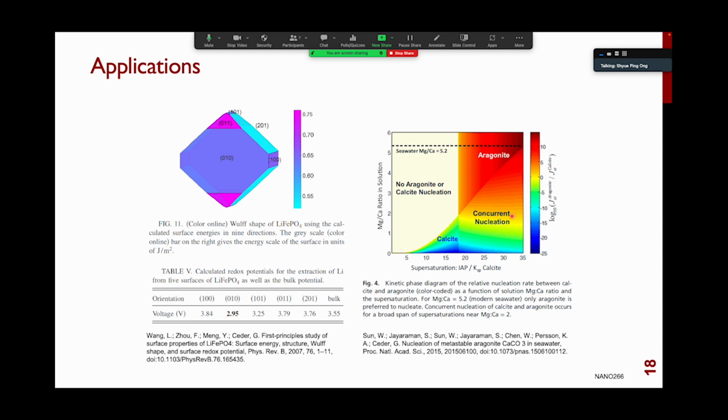And what this work did was a lot of surface calculations on calcite and aragonite, and he calculated the kinetic phase diagram of the nucleation rate between calcite and aragonite, and he essentially shows that at certain supersaturations and magnesium to calcium ratios, you have a preferential nucleation of aragonite relative to calcite, right? And this explains why you actually find aragonite in nature.